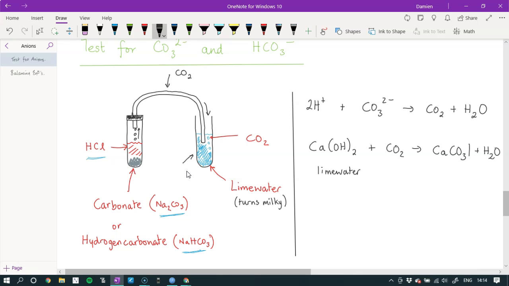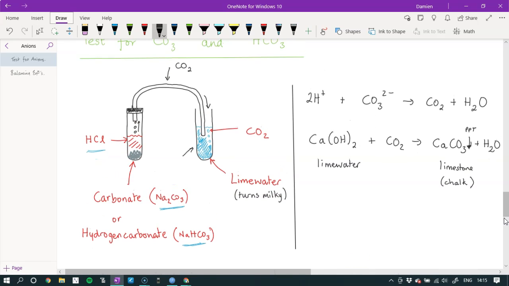Now, CaCO3 is a precipitate, and this is basically limestone, and limestone is what we call chalk. So the precipitate is that white colour that you would get from limestone or chalk in lime water. But the important part to note is this experiment will work with either carbonate or hydrogen carbonate. So you have the same results, and the result that we're interested in is the production of CO2.